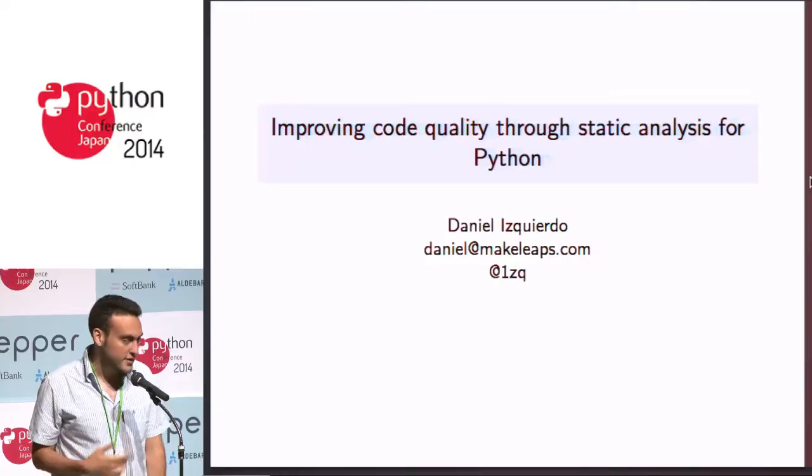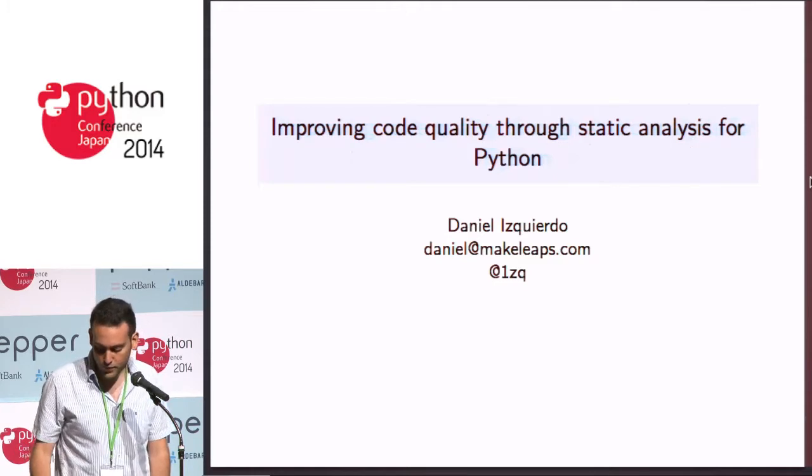Hi, everyone. I'm Daniel Izquierdo. I come from Venezuela, and I'm living in Japan right now. I'm a developer at a startup based in Tokyo called MakeLeaps. We develop business software primarily for businesses in Japan, and we're very much a Python shop. Our main product is a Django web application, and we also have some supporting tools and utilities written in Python too. And that's my email and my Twitter handle.